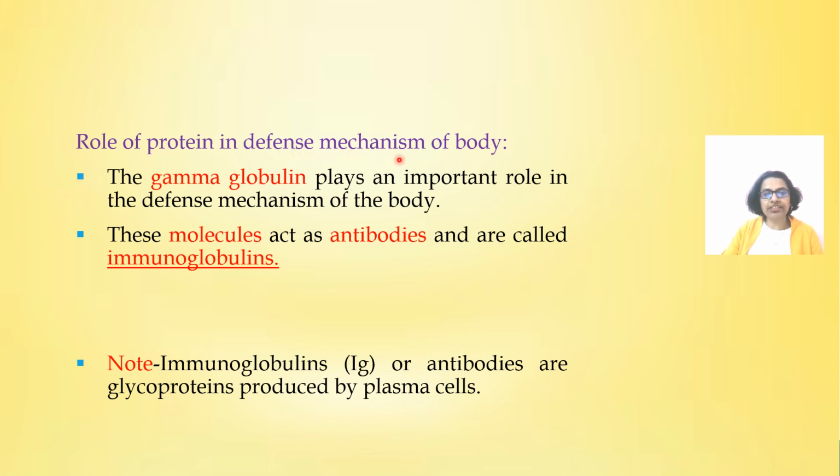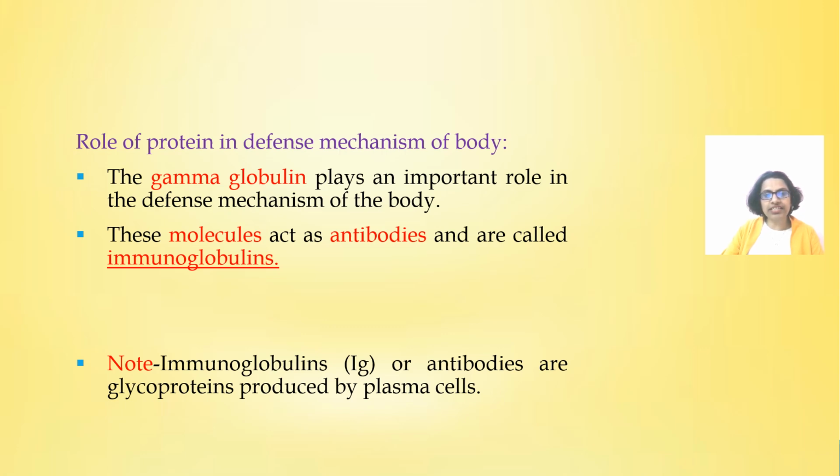Role of protein in the defense mechanism of the body. The gamma globulin plays an important role in the defense mechanism of the body. These molecules act as antibodies and are called immunoglobulins. What do you mean by immunoglobulins? Immunoglobulins are antibodies or glycoproteins which are produced by the plasma cells. That's why they are helpful in the defense mechanism, fighting against the antigens.